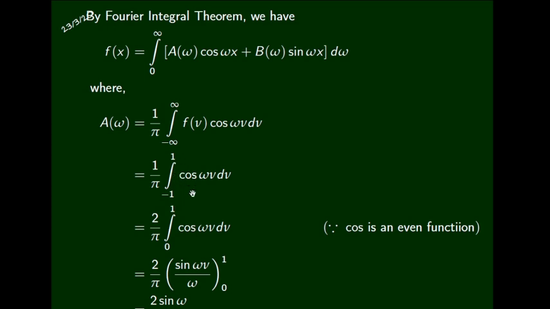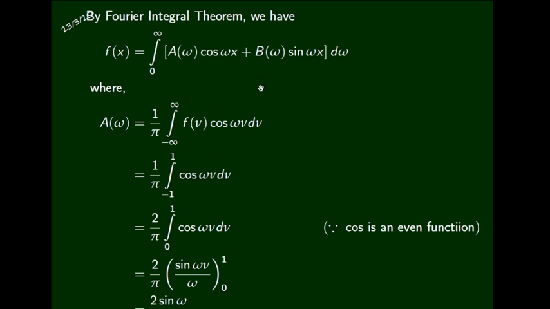This cos is an even function, so the integral from minus 1 to 1 of cos omega nu d nu can be written as 2 times the integral from 0 to 1 of cos omega nu d nu. Then the integral of cos is sin omega nu by omega, because we are integrating with respect to nu. Then we divide by the derivative of omega nu with respect to nu, which is omega. When we put in the upper and lower limits, we get 2 sin omega by pi omega. So a of omega is 2 sin omega by pi omega.